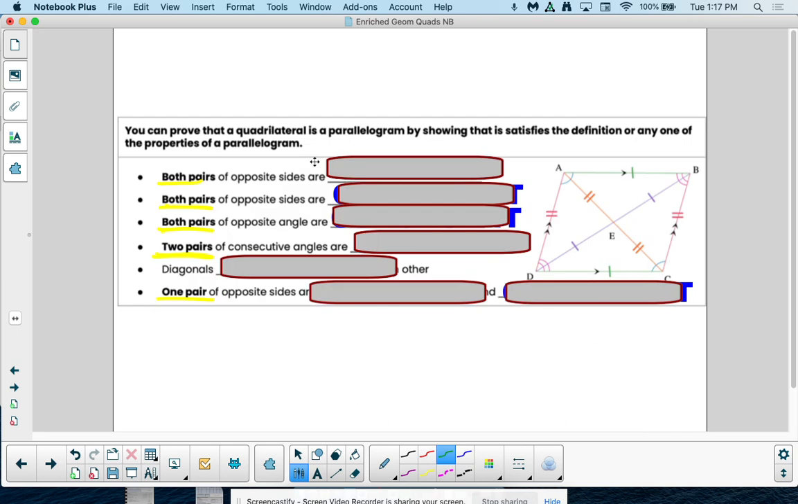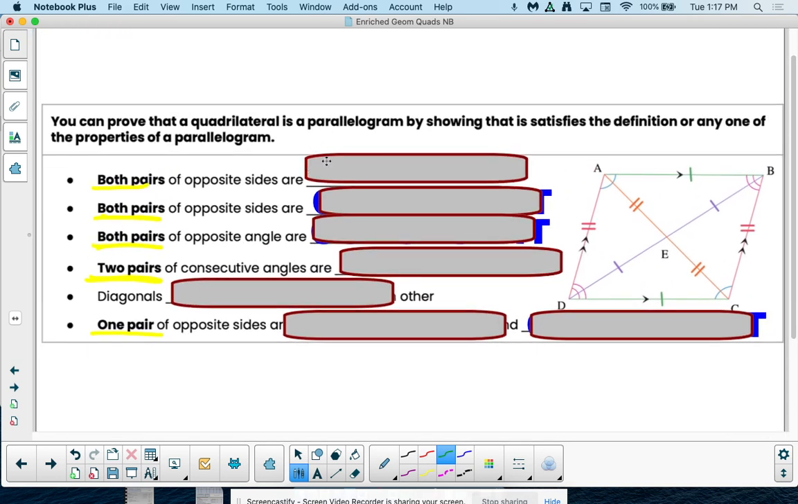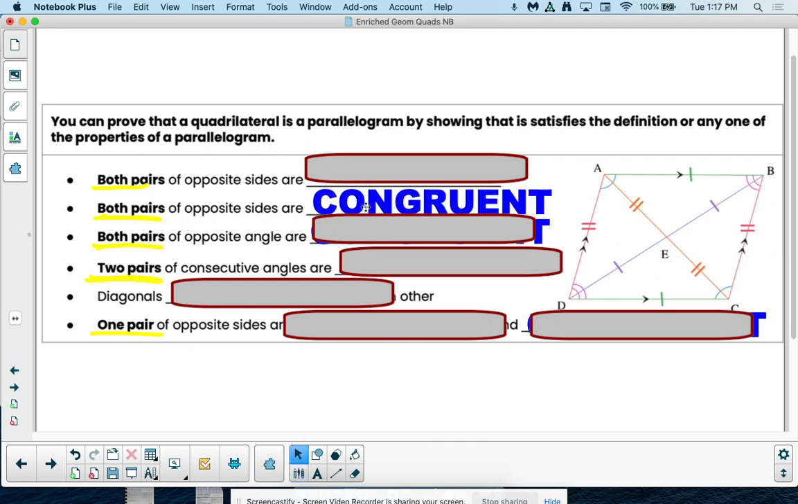Okay, so let's recap our properties that make a quadrilateral a parallelogram. What do we know about opposite sides? They're congruent. Now, you'd have to have both pairs. So that's why I highlighted these over here. Both pairs of opposite sides would have to be congruent. What else do you know about opposite sides? Parallel. That's right. They're congruent and they're also parallel. Again, both pairs have to be.